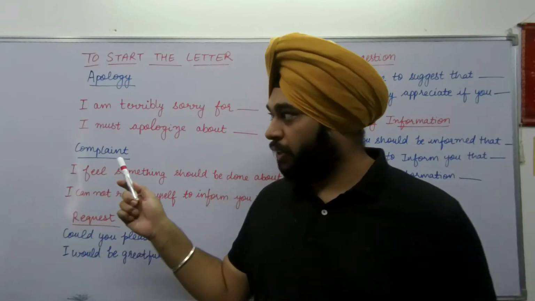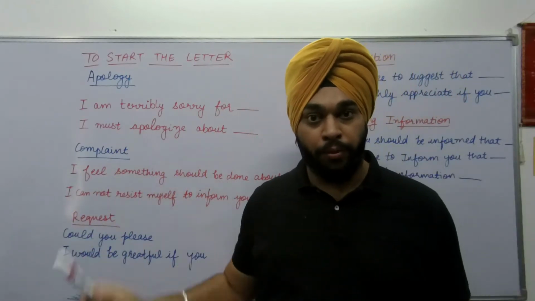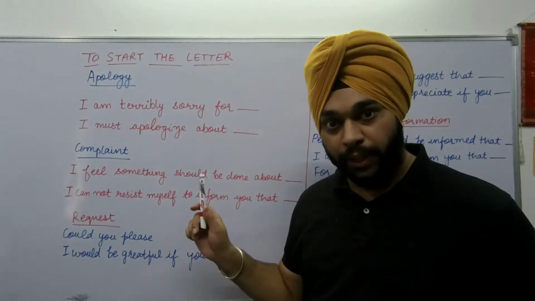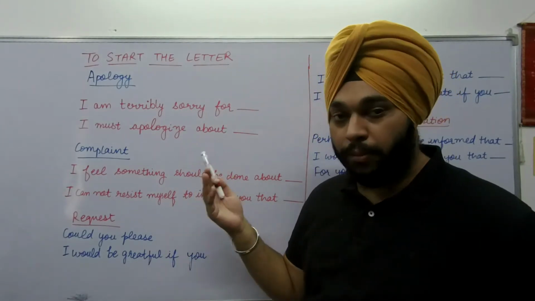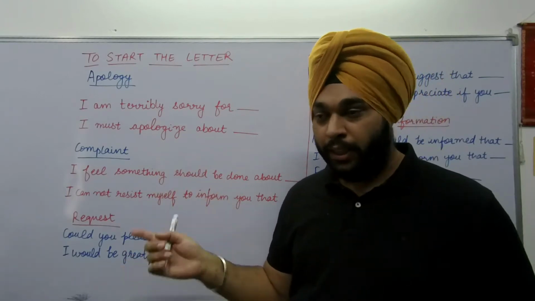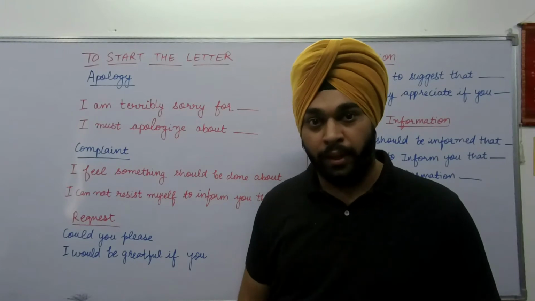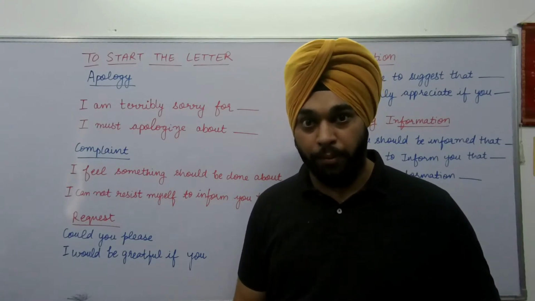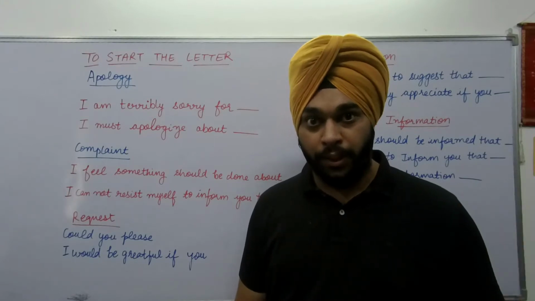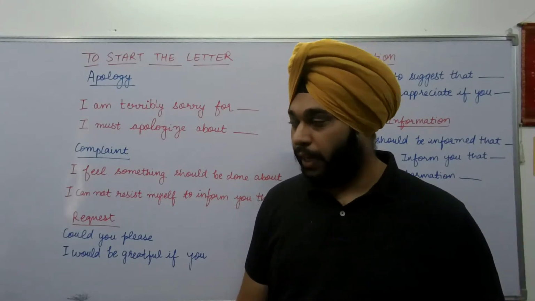So let's start from this side. Now, the first situation is apology, when you have to apologize to someone. So I have written two different lines. I'm terribly sorry for dash and I must apologize about dash. Now this is a very formal way to write, and the more formal you are in language for your writing task 1 and 2, the more chances there are for you to score better in your IELTS exam.